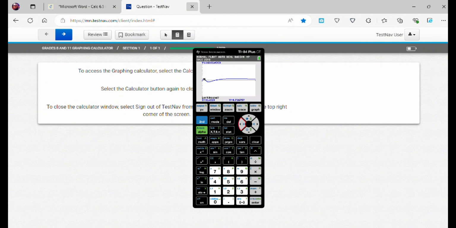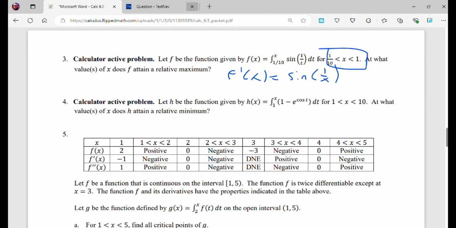So, okay, right here. Left bound, right bound, enter. 0.159. So we attain a 0 at approximately 0.159.